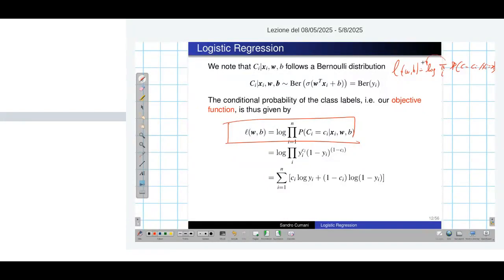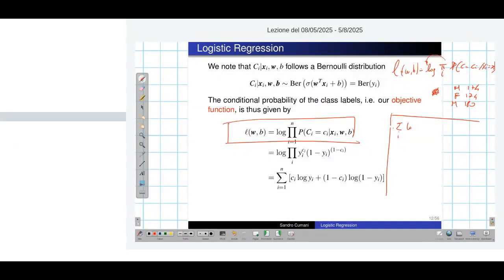If you want, we can put the product outside. We have a sum over samples. If we put the sum inside the logarithm, it becomes a product. So if we have, for example, our male 174, female 174, and male 180, our log likelihood will be the likelihood of what? Or if you prefer, we can even do it with the sum.